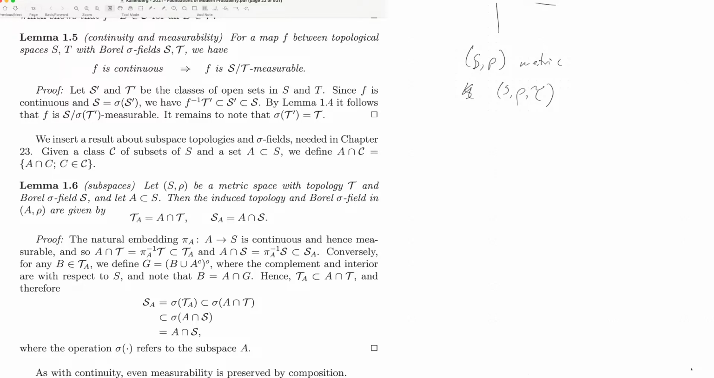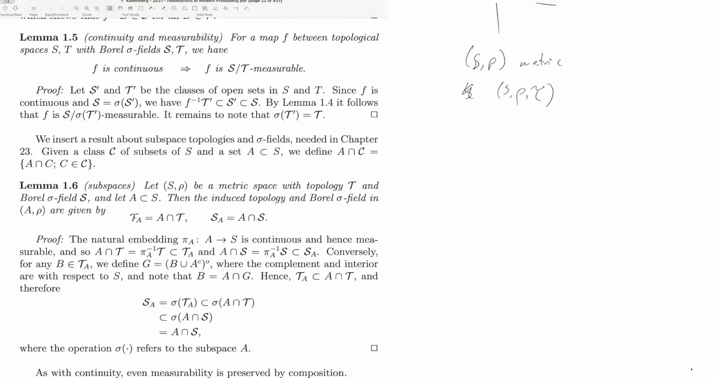Subspace topology. Given a topological space X and a subset A, the subspace topology of X is defined by... Looking at this on Wikipedia, this literally looks like the definition. With the natural embedding, I see. I don't get this. I see.